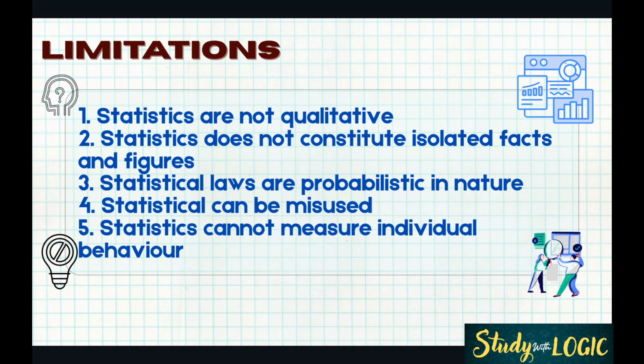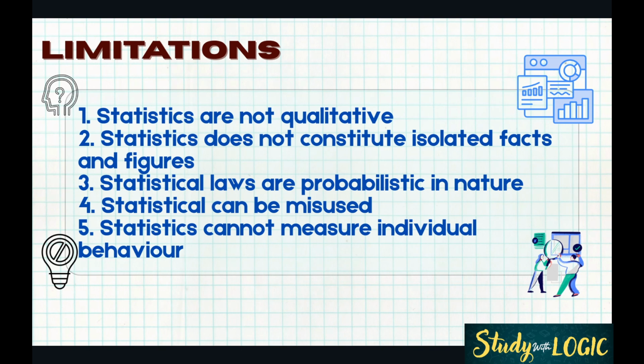The first one is statistics are not qualitative. What does it mean? Statistics only work with numbers, not emotions or qualities. For example, "the classroom feels happy today" is not statistics, but "25 out of 30 students smiled" can be, right? So here it is not always important, or we can take it into consideration that the quality is being looked after.